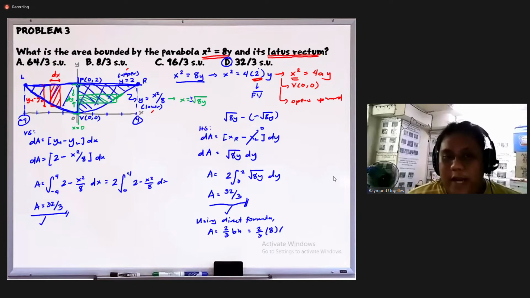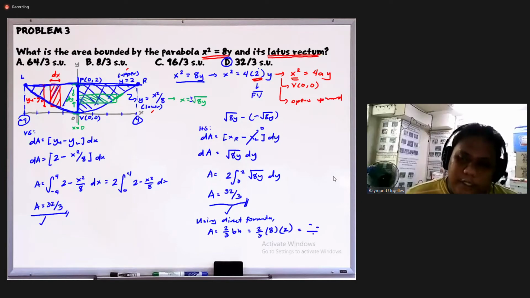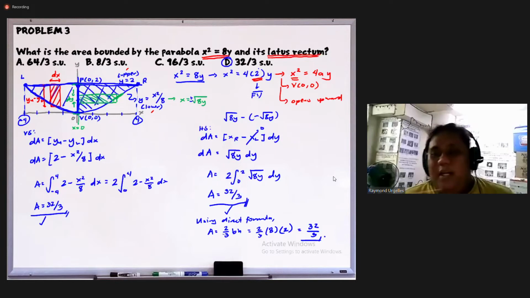Diba? And for the height, ito yung height niya. So that is from 0 hanggang 2. That is 2 units. So kaya lalabas dito is 32 over 3 as well. Diba? So sobrang ikli lang ng solution. Okay? So any questions para dito? Okay.